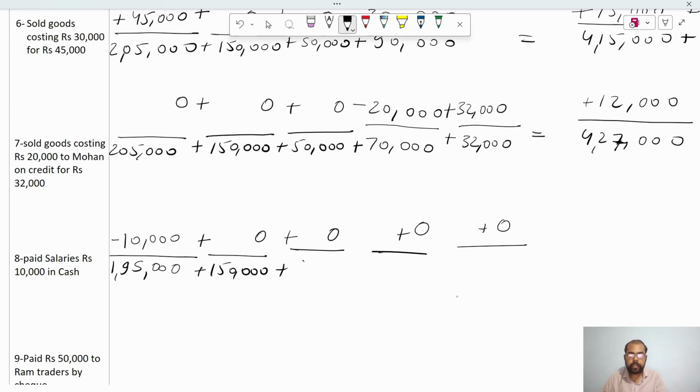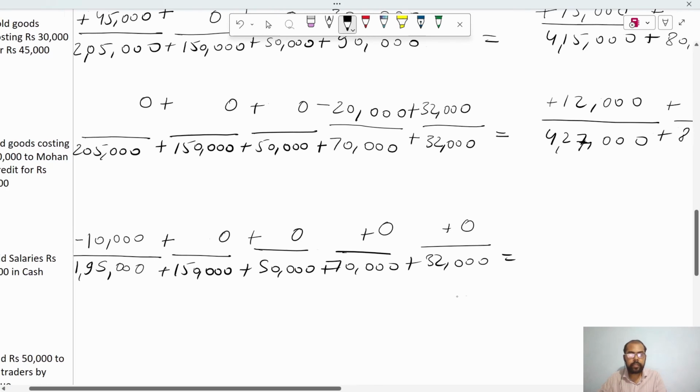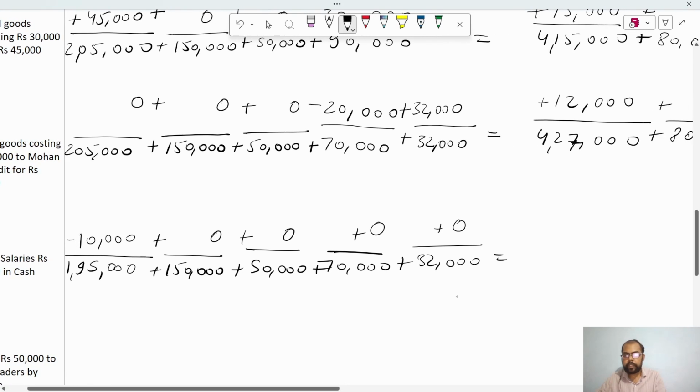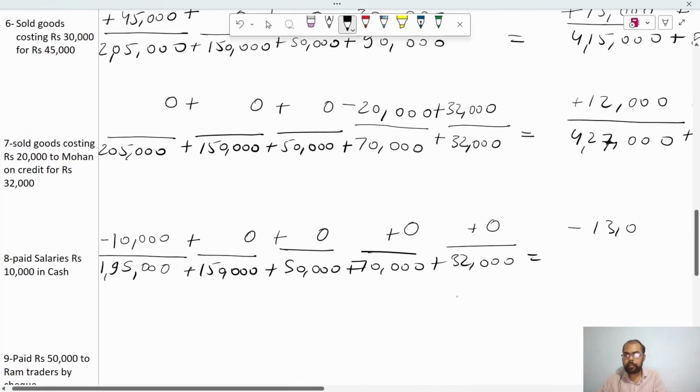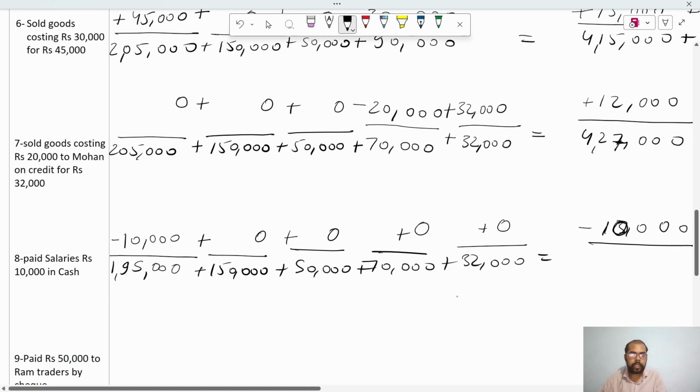1,50,000 for bank balance, 50,000 for furniture, 70,000 for stock, and 32,000 for debtors. Now, will the capital change? Yes, capital will change. 10,000 will be deducted from capital. Why? Because it is an expense.